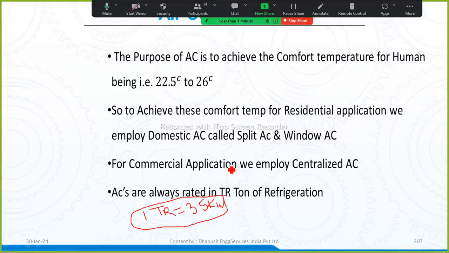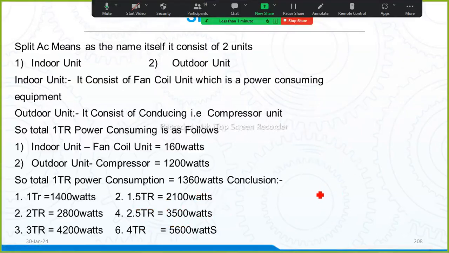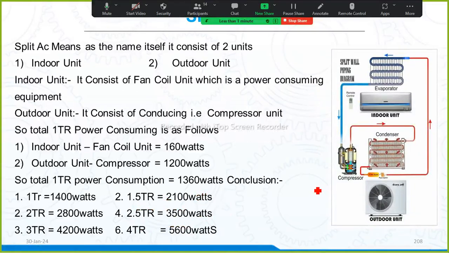But when it comes to domestic cases, we need to calculate what a split AC and window AC need. To achieve the comfort temperature for a residential building, we employ domestic types called split and window. For commercial, we employ centralized air conditioning. Now let us see a small overview of domestic cases and their power consumption.